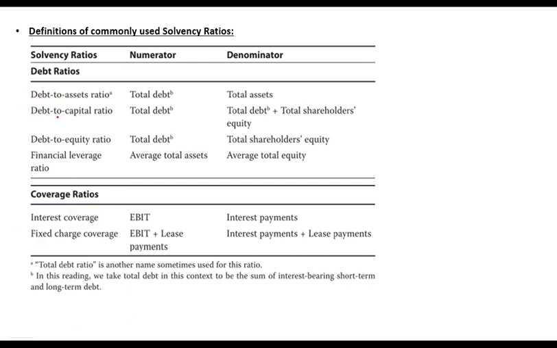Debt to capital and debt to asset ratio. Interest coverage, fixed charge coverage. Fixed charge means any fixed charge. Interest is a fixed charge, but there is another fixed charge, which is lease payment. So if you want to test the coverage of all the fixed charges, then you take lease payment as well as interest payment in the denominator. And if you are taking both in the denominator, then in the numerator you take the income available to pay these two. So you add lease payments to EBIT, that is, earnings before interest, tax, and lease payment.